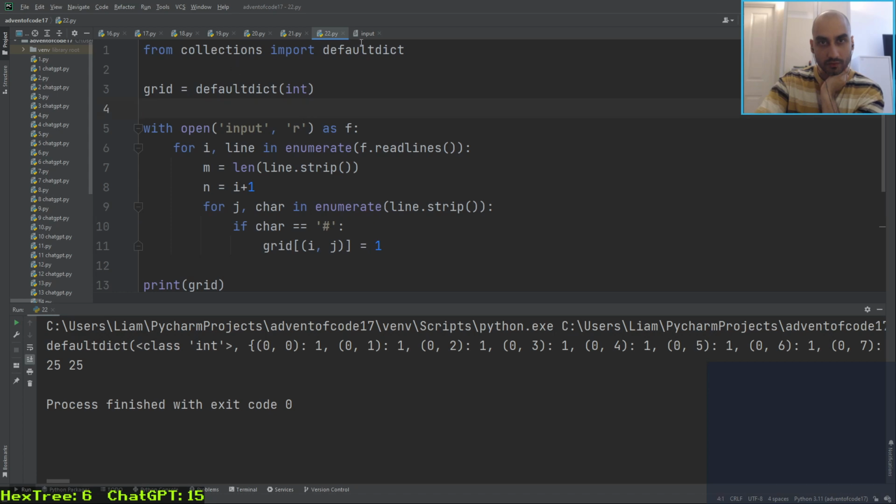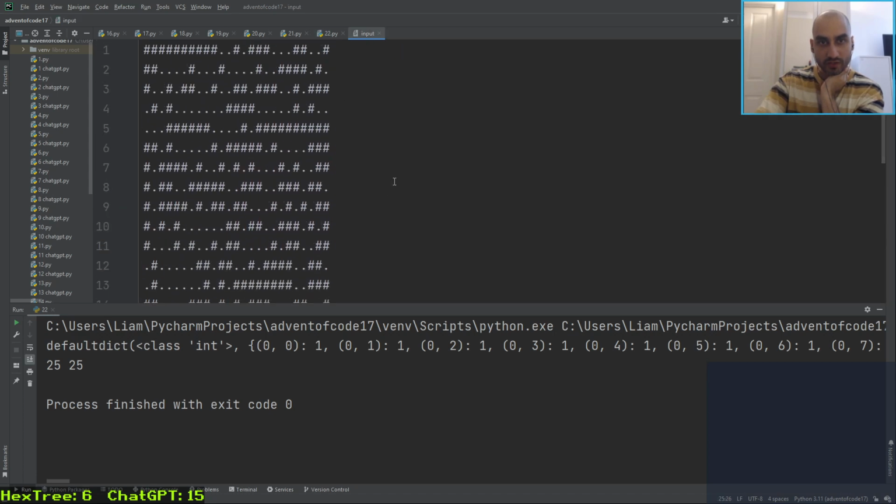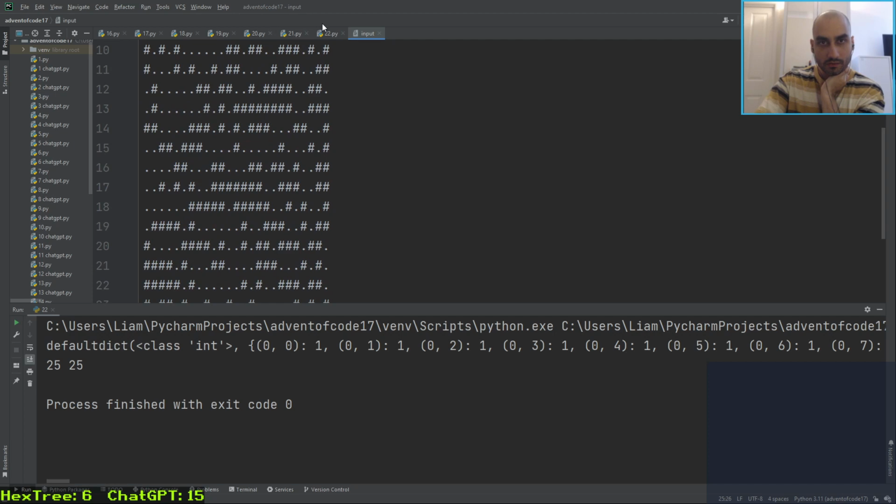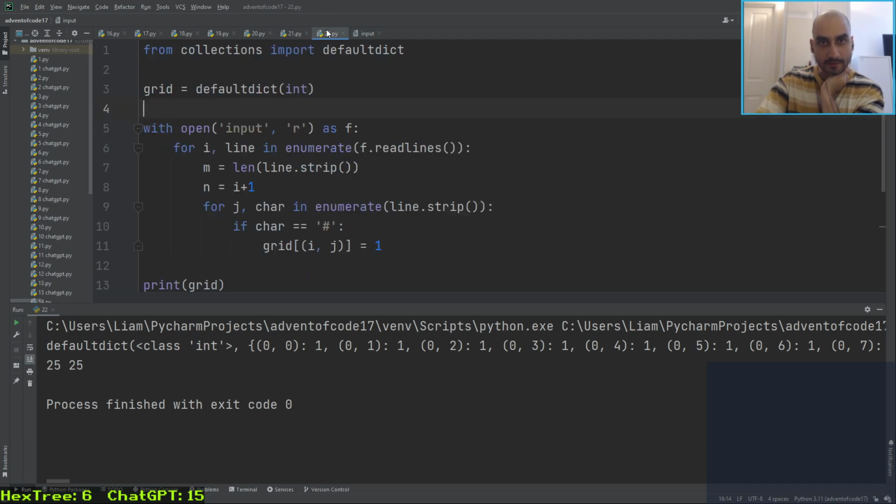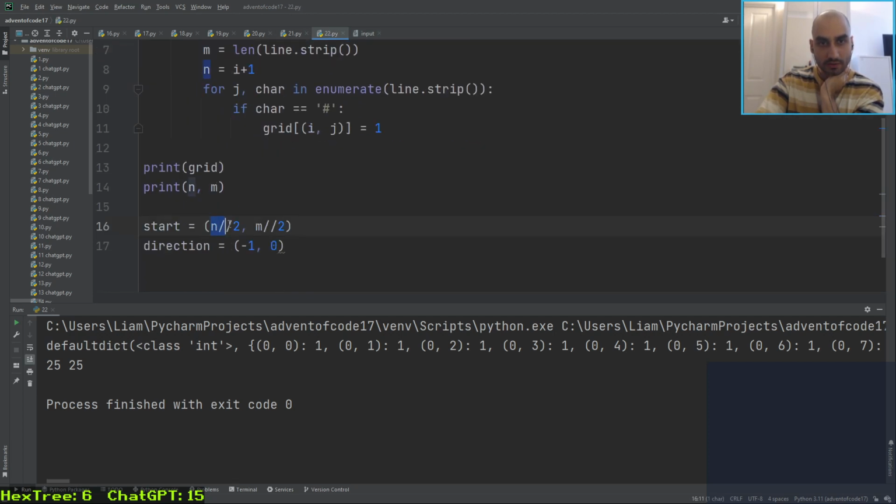So this is the starting grid. We are starting in the dead center. So I think this is correct. Divide width and height by 2.